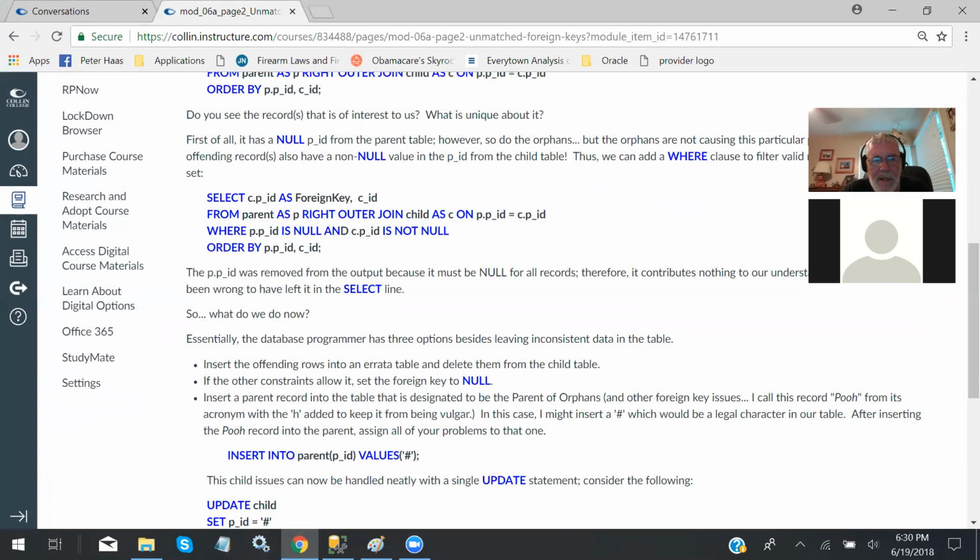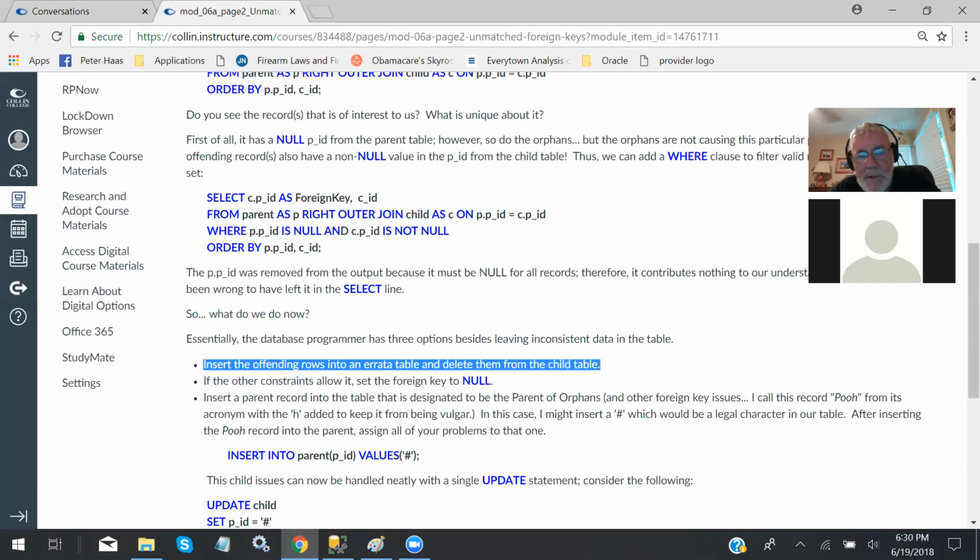So what do we do now? When you are searching for it, you're apparently searching for it for a reason. It's giving you trouble. What is the trouble that it gives you? You either can't enable the constraint, or there's a problem. You have three options. Basically, you can take the offending rows out of the child table and delete them.